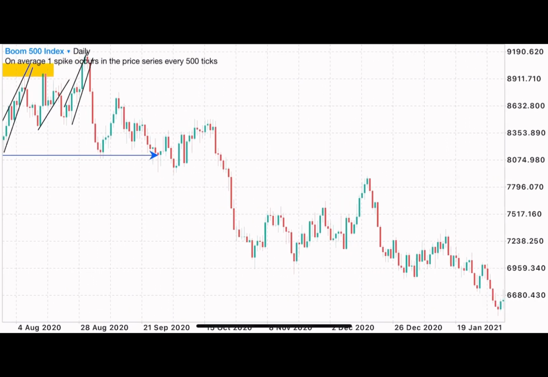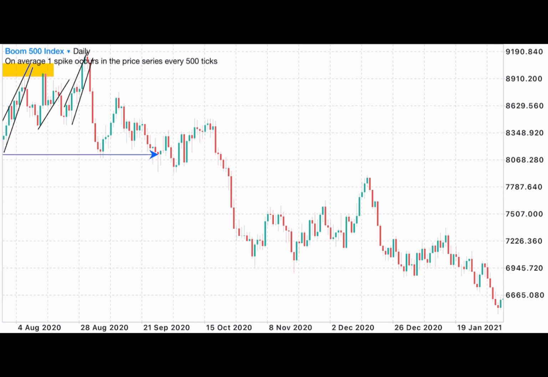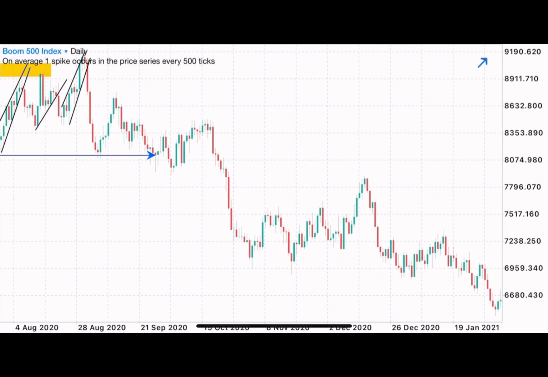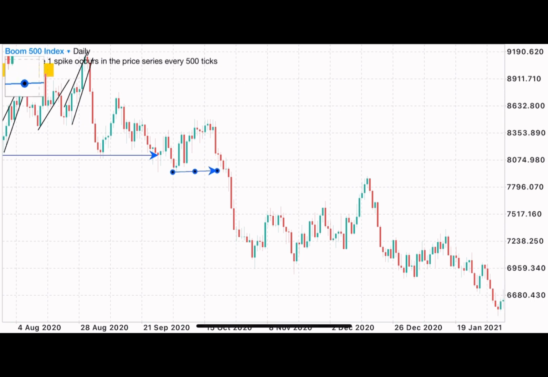Right? Where is our lower low? Our lower low is the low that is going to break internal order flow. Where is it? Here you can see it was this one. That's the low that broke internal order flow in this case.